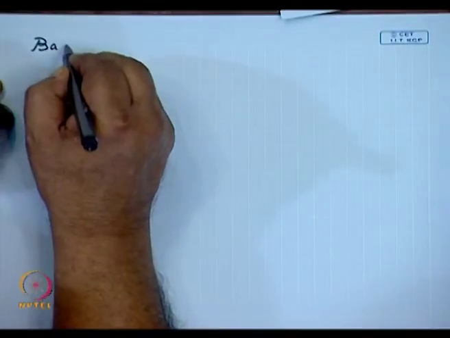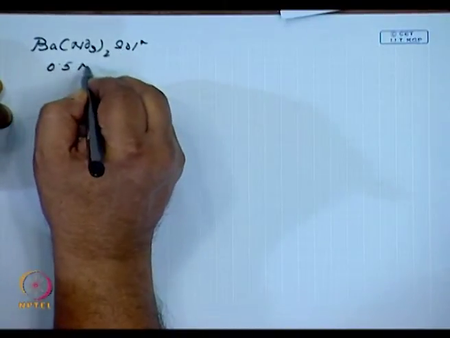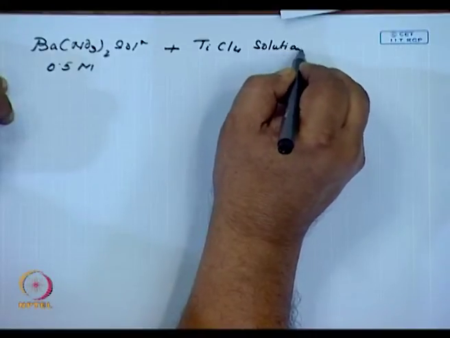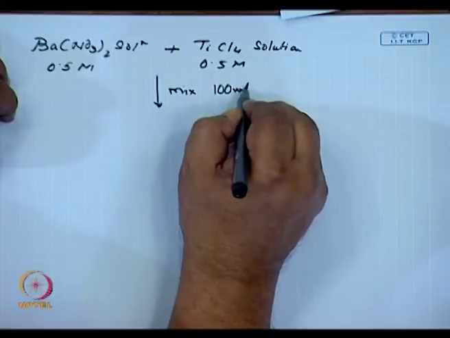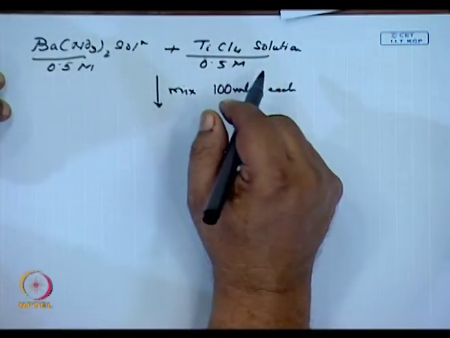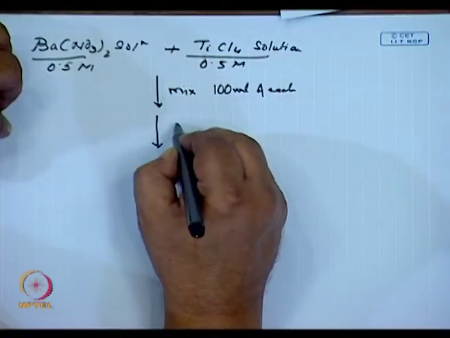Now, one of the ways in which this, let me take the case of barium titanate, because I am taking that because it is referred to in books very frequently, is what the process would be to take, let me say, barium nitrate solution, let me say 0.5 molar, and titanium tetrachloride solution, let me say 0.5 molar, mix 100 ml of each to get a solution which has got both barium nitrate and titanium tetrachloride in solution. To this mixture, we add oxalic acid.